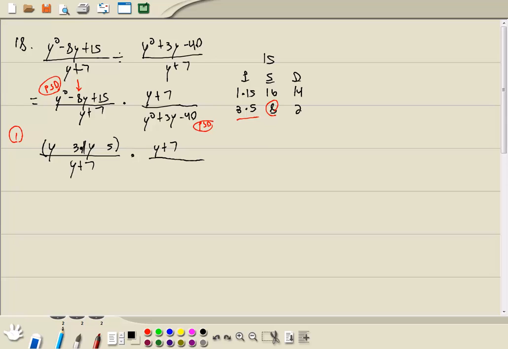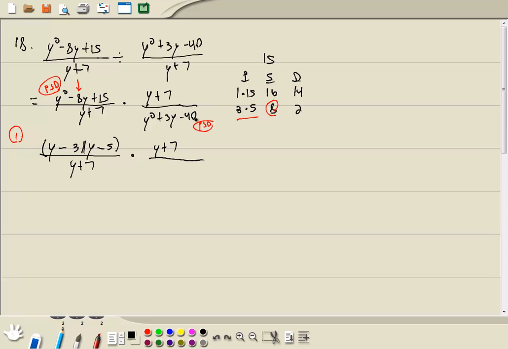Now our larger number that we're using, 3 and 5, so the larger one is 5, will always be the same sign as the middle term, which in this problem is a negative. The number I circled in the S column, S for same sign, so if this one's negative, this one has to be negative. Now let's look at this denominator.